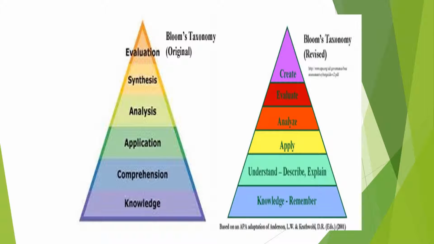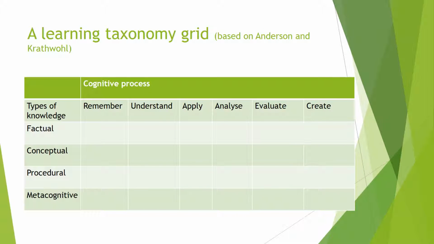The different learning outcomes can be arranged in a hierarchical order as shown in the diagram, with increasing levels of skills as we go up the pyramid. The pyramid starts with remember or recall of facts, followed by understanding, applying, analyzing, evaluating, and creating. A learning taxonomy grid based on Anderson and Krathwohl.